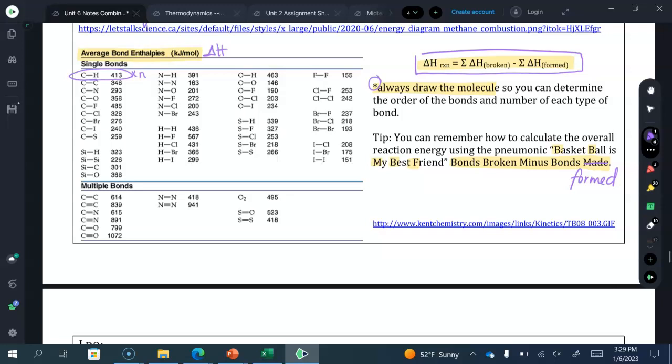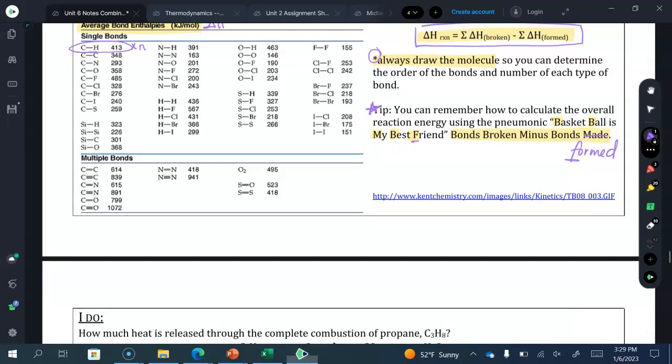A way to remember how to calculate the overall reaction energy, because it's a little weird, is using the mnemonic: basketball is my best friend. Maybe not your best friend, but hey, bonds broken minus bonds formed. So that way the F follows the mnemonic. And oddly enough, this ends up being your reactants minus products, which is technically backwards from what we traditionally approach this as, which is why you need to figure out the mnemonic, or remember it's always the broken minus the formed. Okay, because formed is an exothermic process, so you need that negative sign.